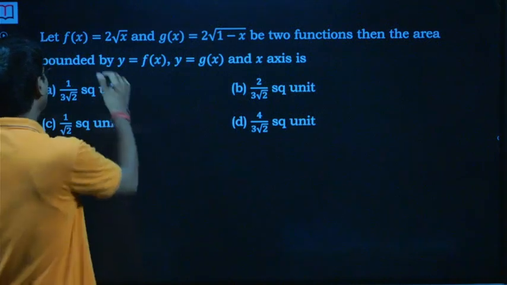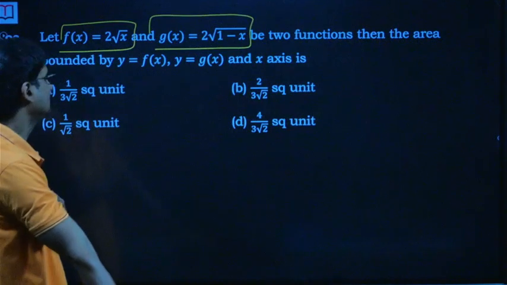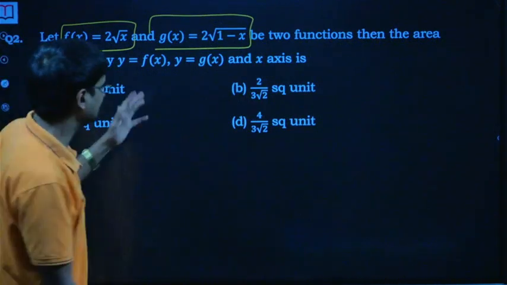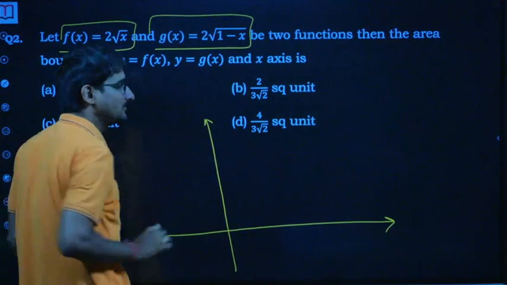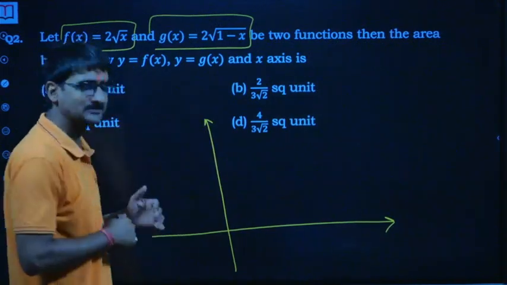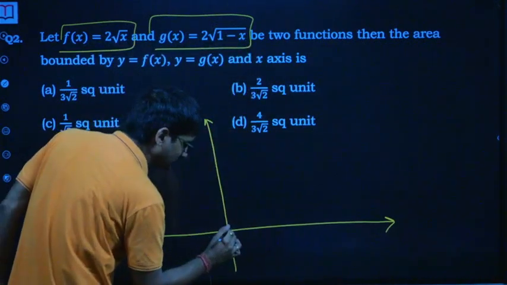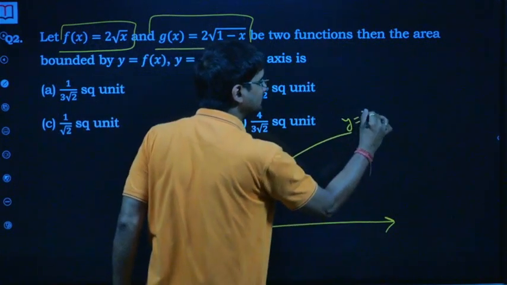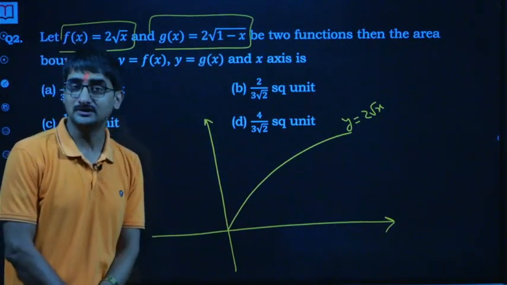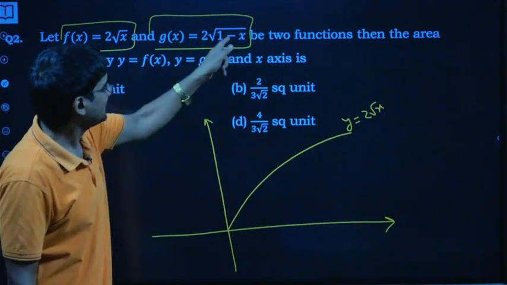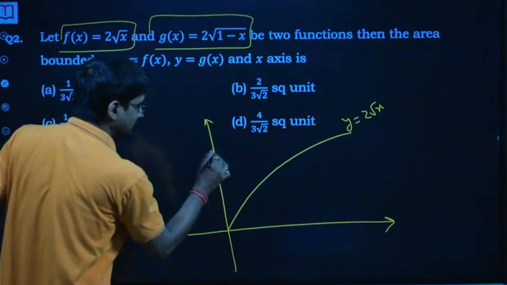The second question is: if f of x is 2 root x and g of x is this function, then find the area bounded by f, g and the x-axis. Again, the simple purpose of this question is to draw the basic curves. 2 root x is defined when x is positive, on the right side only. Let's say this is the curve of y equals 2 root x. But what about the curve of y equals 2 times the square root of 1 minus x? At x equals 0, this is 2.